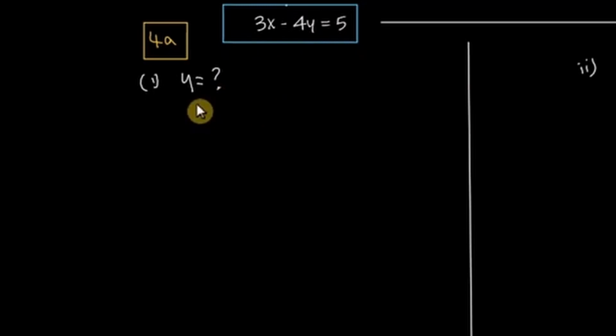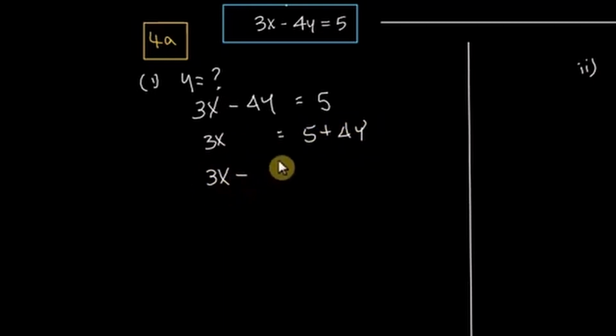So let's start by writing what we have, which is 3x minus 4y is equal to 5. So we will move 4y to the right hand side, and we'll have 3x is equal to 5 plus 4y. Then we will move this 5 to the left hand side, and we'll get 3x minus 5 is equal to 4y, and therefore y is equal to 3 over 4 x minus 5 over 4. So that's our first task completed.